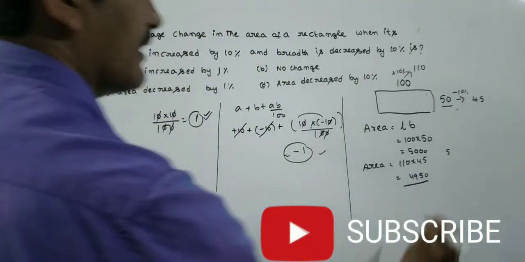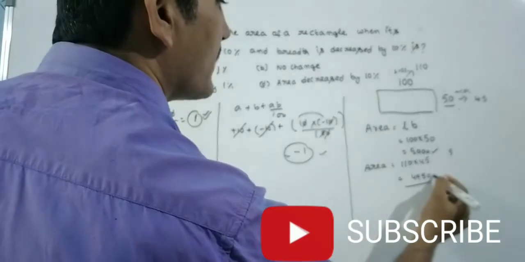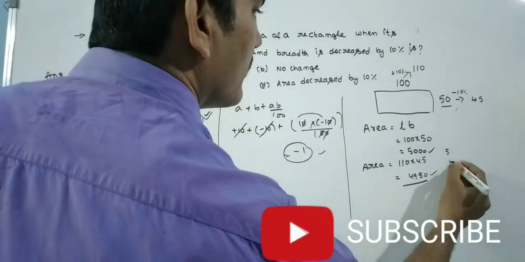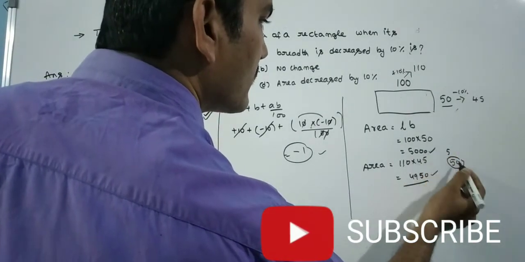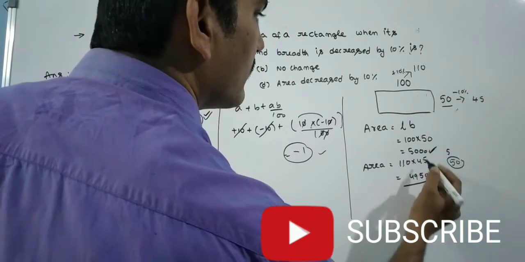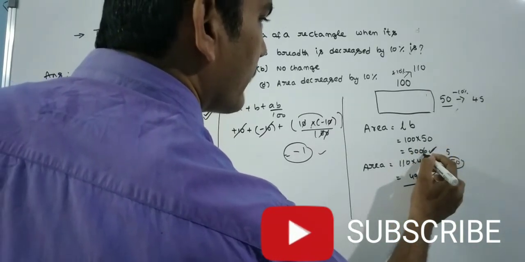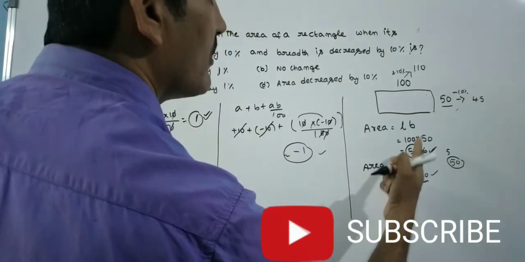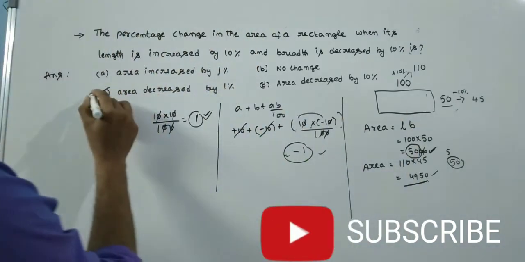4,950. Actual area is 5,000. After changing, area is 4,950. What is the change? 50 changed. So what is the percentage of 50 in 5,000? 10% is 500, 1% is 50. See friends, 1% decreased.